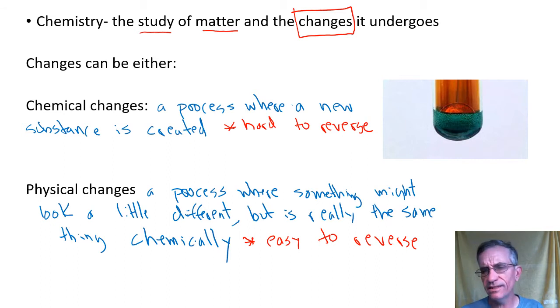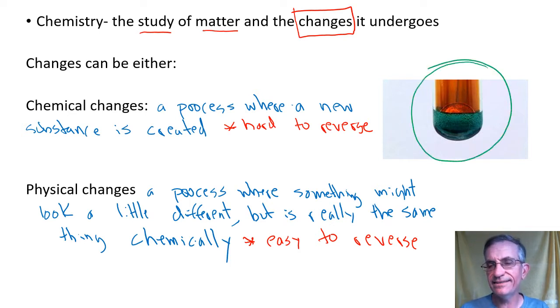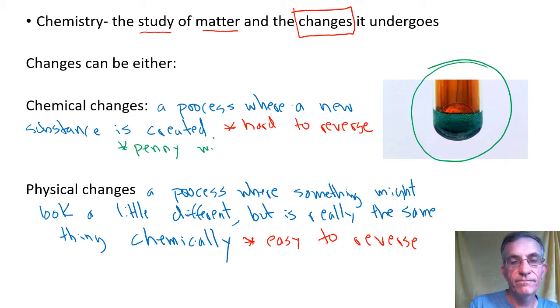And actually, we've done some of these or talked about both of these in previous lessons. One example of a chemical change would be, in the first video, I showed you that penny with the nitric acid, and you can see there's a photo of it there again, and it's turning it into a red gas and a green liquid. So a penny with nitric acid, that is a chemical change.